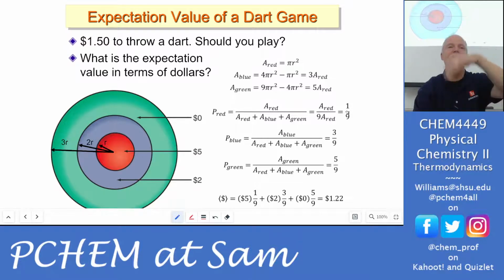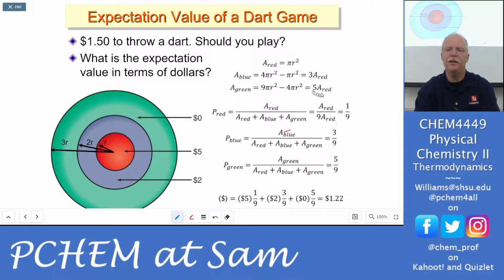So this is our probability function that we're calculating. We haven't gotten to our value function yet. We're just calculating the probabilities. And so this says if I throw my darts 10 times, one of them is likely to hit the red. Okay. Then the blue, so we take this area of the blue, which is 3 times the area of the red. We put that in here and divide by all of the possibilities, which is 9 times the area of the red, and we end up with 3/9.